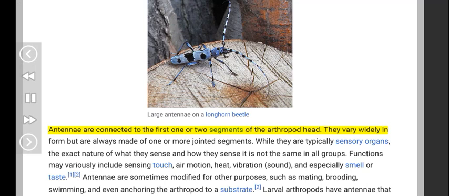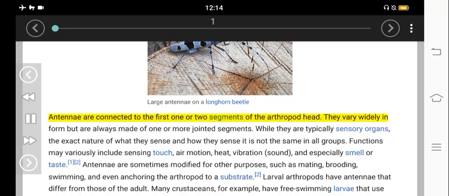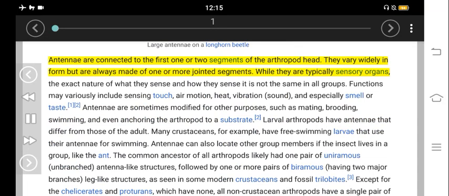Insect morphology. Antennae. Antennae, sometimes referred to as feelers, are paired appendages used for sensing in arthropods. Large antennae on a longhorn beetle. Antennae are connected to the first one or two segments of the arthropod head. They vary widely in form but are always made of one or more jointed segments. While they are typically sensory organs, the exact nature of what they sense and how they sense it is not the same in all groups.